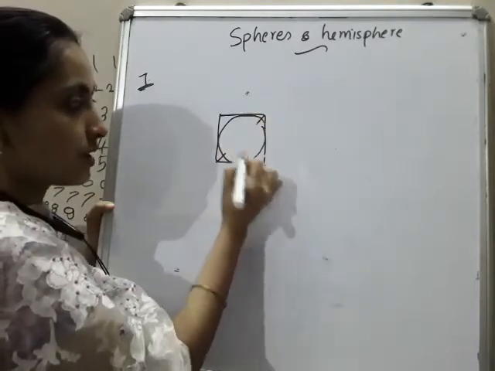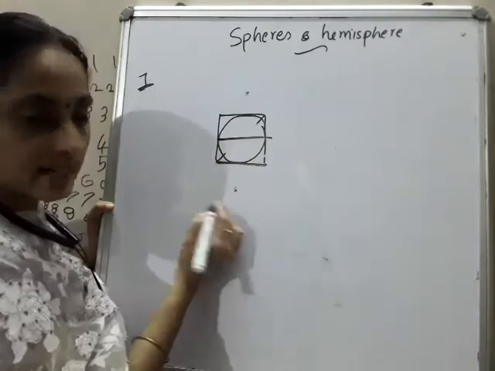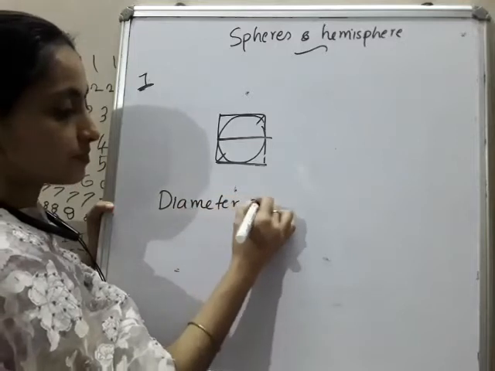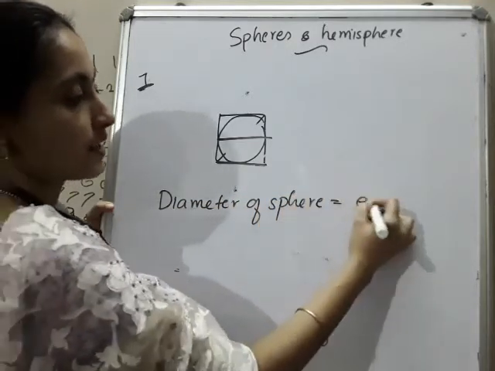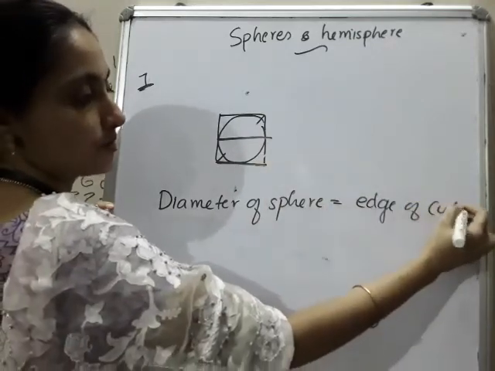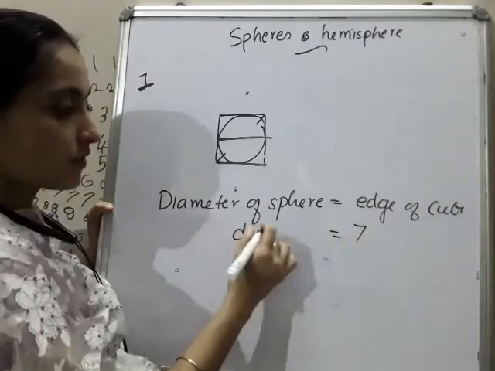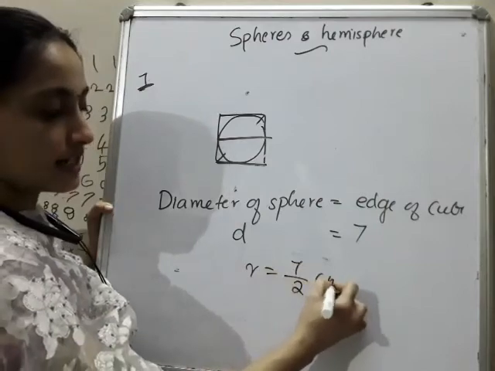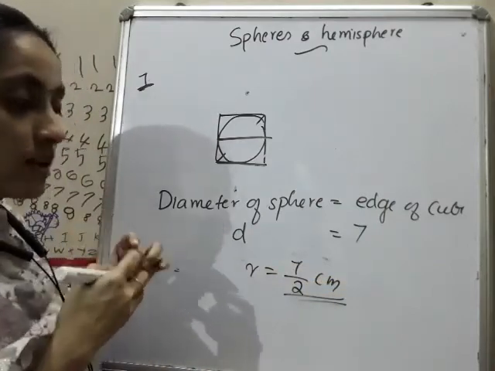Okay, so that means the edge of the cube will be the diameter. Is it? This length will be equal to this one. So you have to write: diameter of sphere will be equal to the edge of the cube. And the edge of the cube is given as 7. So the diameter of the sphere is equal to 7. So radius will be equal to 7 by 2 centimeter.